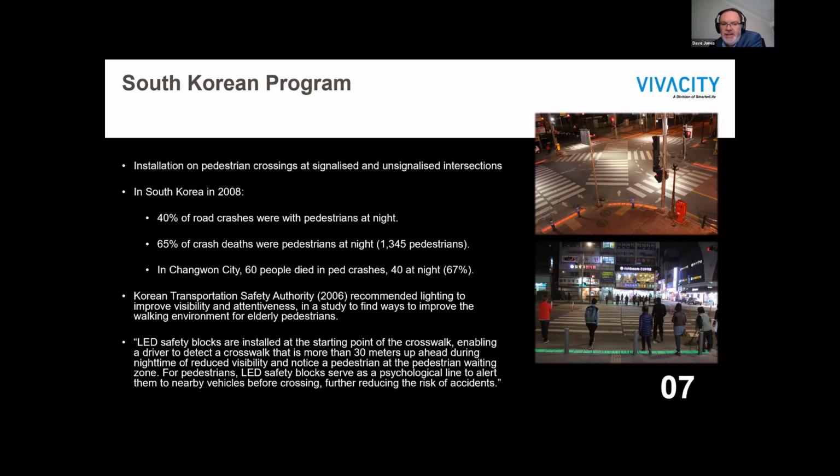And eventually they landed on the LED safety tactile, and the study says LED safety blocks, as they call them, are installed at the starting point of the crosswalk, enabling a driver to detect a crosswalk that's more than 30 metres up ahead during night time of reduced visibility and notice the pedestrian at the pedestrian waiting zone. For pedestrians, LED safety blocks serve as a psychological line to alert them to nearby vehicles before crossing, further reducing the risk of accidents. So they were developed as a pedestrian safety measure, both to alert the pedestrian and to alert the driver to the presence of pedestrians on the roadside. And it all came from a study looking at the safety of older pedestrians.